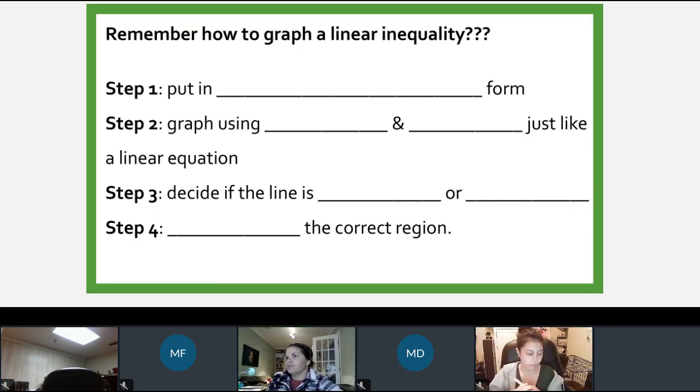So let's take a look at, why is this not loading for you? There we go.